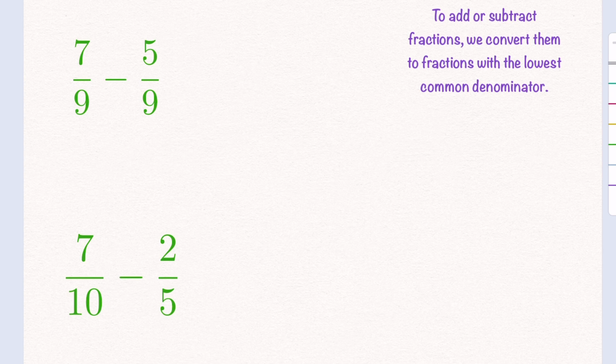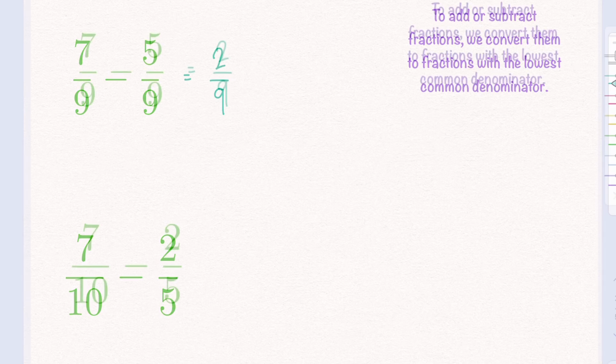So you see this fraction over here, we have 7 over 9 minus 5 over 9. As we can see, the bottom part of the fraction is called the denominator, and they're both 9. In this case, these fractions have a common denominator, and when they do, we're good to subtract. So for this one, you keep the bottom as it is, so you keep it as a 9, and you just need to calculate the numerator, which is the top. So here we have 7 minus 5, and so it equals 2 over 9.